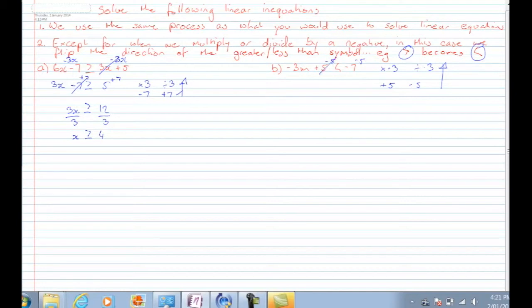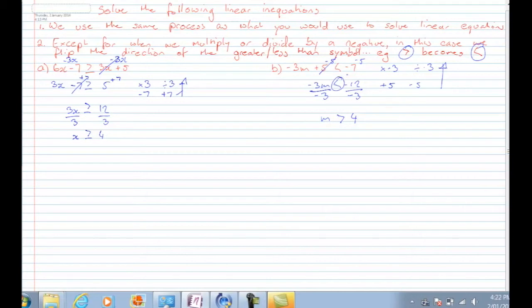5 minus 5 is cancelled out, so you get negative 3m is less than, negative 7 minus 5 is negative 12. Alright, divide by the negative 3 now, divide by negative 3, and divide by negative 3. Now when we divide by the negative 3, this symbol here ends up facing the other direction, so we're going to do that first of all. Alright, negative 3 and negative 3 will cancel out, and then you get negative 12 divided by negative 3 is positive 4.